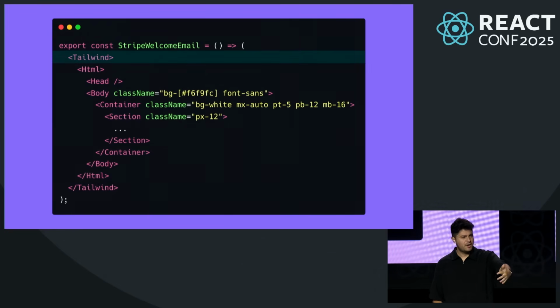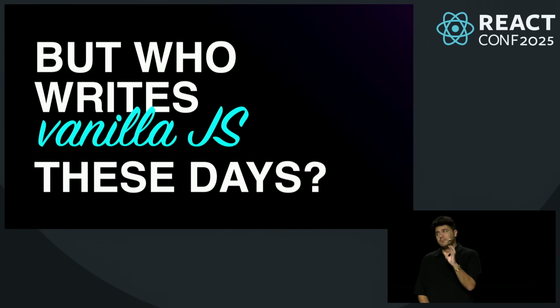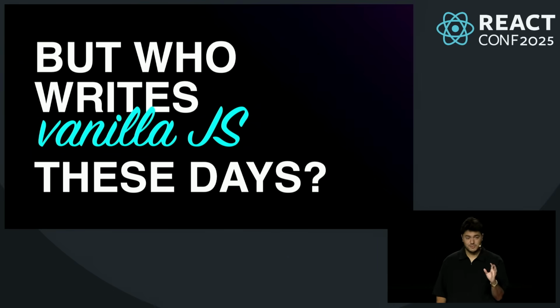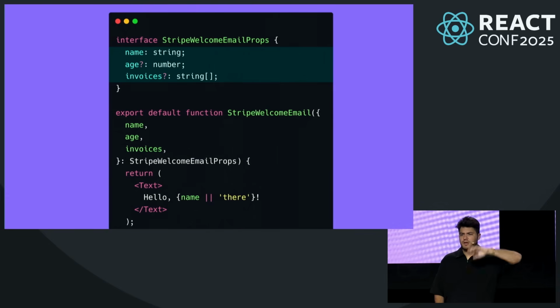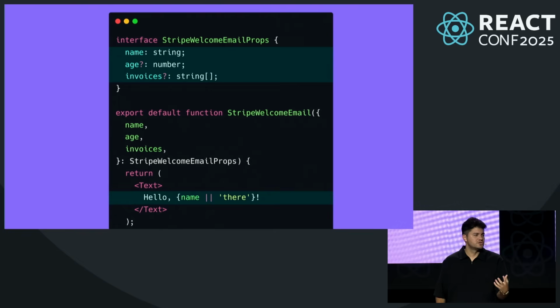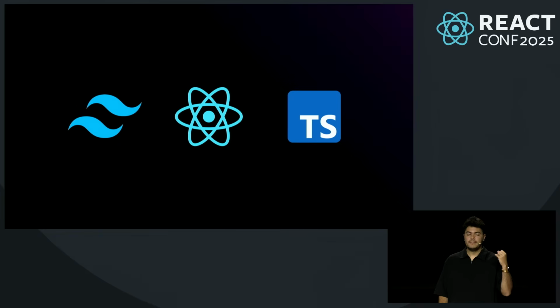So here's the Tailwind component, with a body, and we can just use Tailwind classes. That's much better. But we don't use vanilla JS anymore either, at least that's what I'm seeing. TypeScript is everywhere. So why not create some variables? Some are optional, some are not. And we can just use those variables in our email template. And we can fail the build if those variables are not there. So this is super cool. The power of Tailwind, the power of React, and the power of TypeScript on your email.